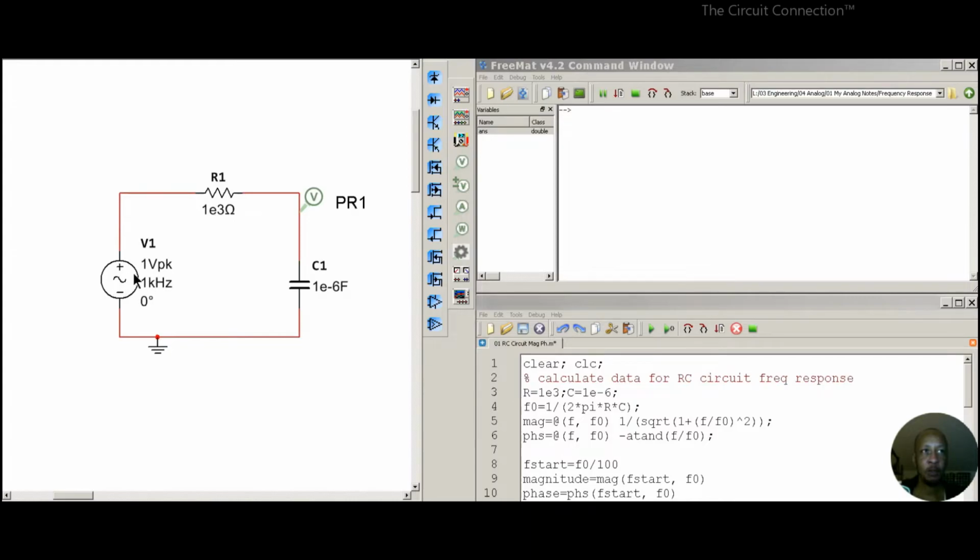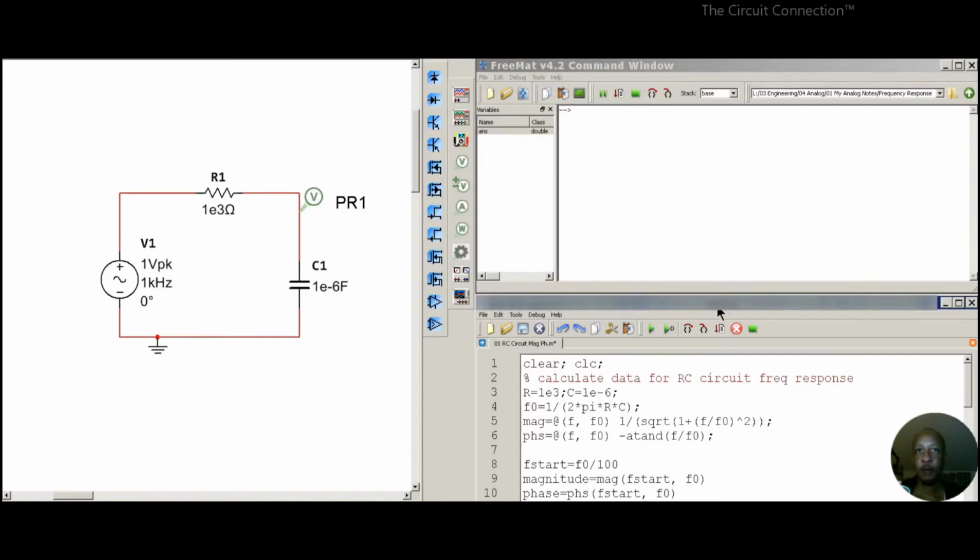And then I just simply use 1 volt for a peak for my sinusoidal input. And then my output is over this capacitor here. This probe is with respect to ground, so it's as good as being between here and there, just across the capacitor. So again, 1 kilo ohm for my resistor and 1 microfarad for my capacitor.